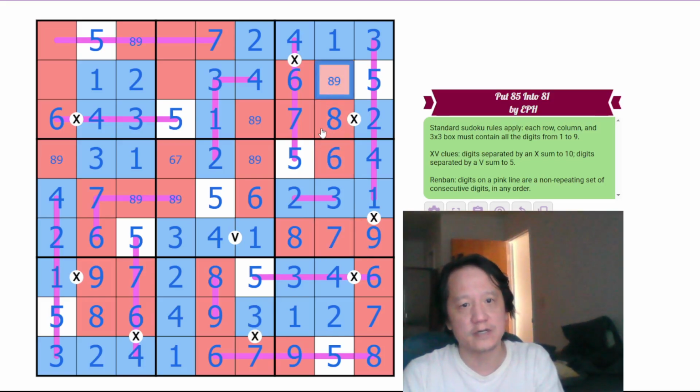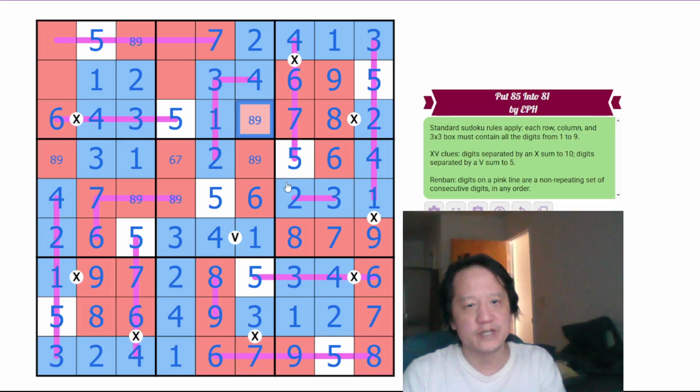8 eliminates 8 there, so it's 9. 8 eliminates 8 there, so it's 9. 9 eliminates 9 there, so it's 8 and 9. 6 eliminates 6 there, so it's 7. 9 eliminates 9 there, so it's 8, which makes that 9. 8 eliminates 8 there, so it's 9.